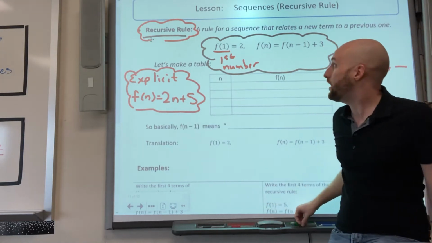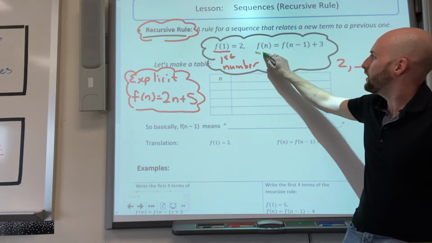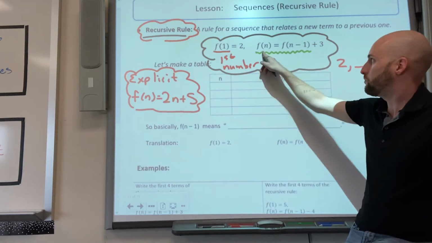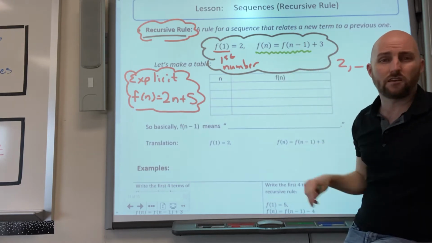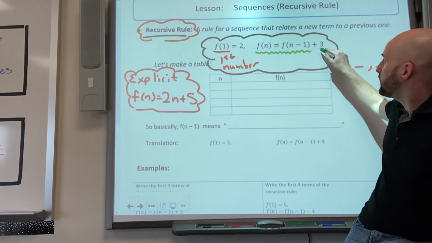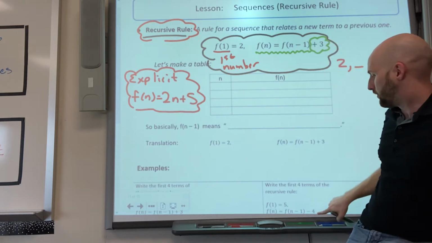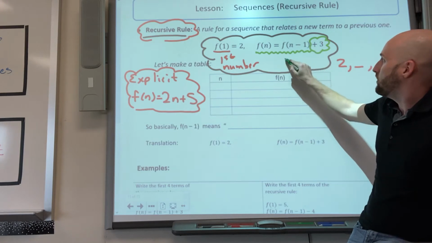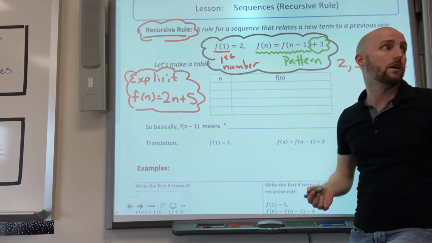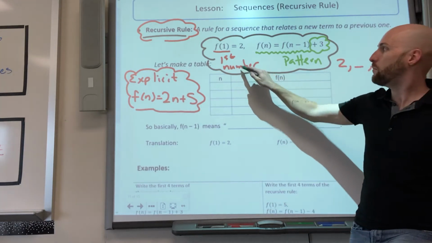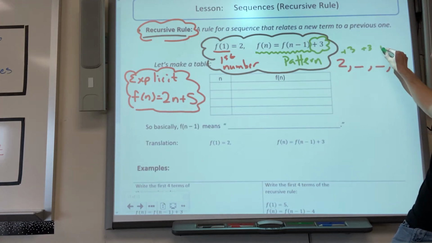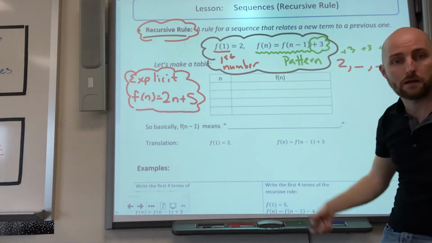So this part that looks crazy, all of the formulas will have this. But the important part is this plus 3, or it can be minus 4, or whatever. That is the pattern. So it means the first number is 2, and then the pattern is plus 3, plus 3, plus 3, and so on.